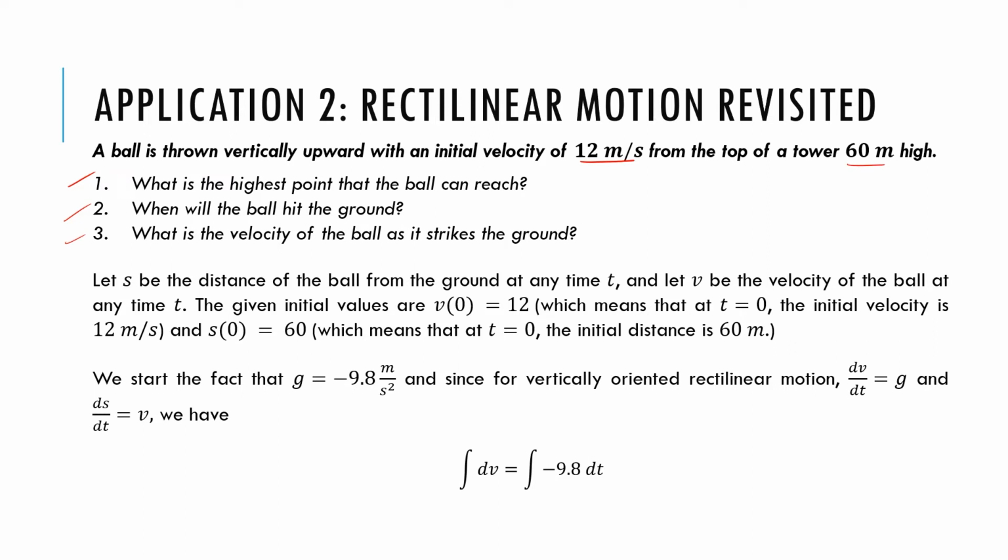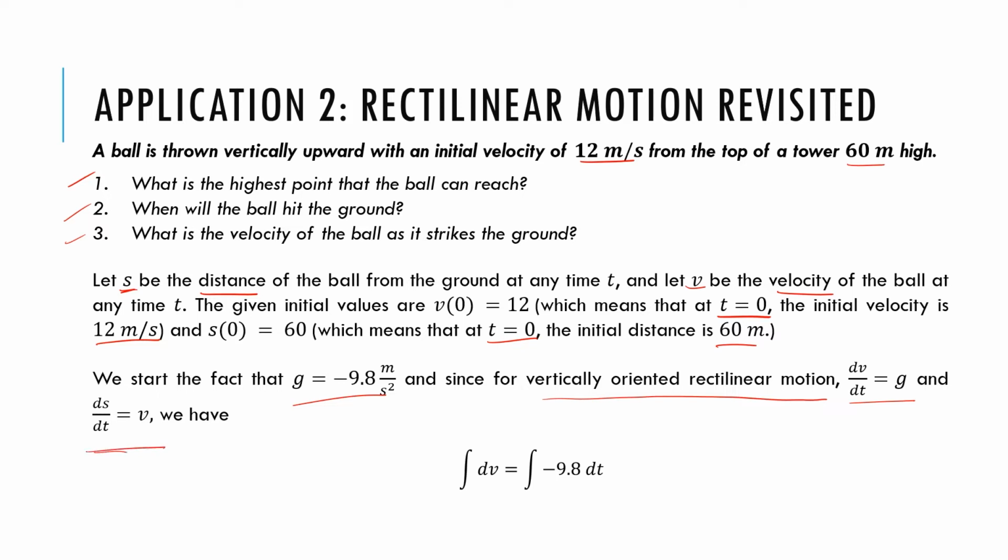So, yung S natin be the distance ng ball from the ground at any time, and V yung velocity natin at any time. So, yung initial value natin, yung velocity natin is 12 meters per second kapag 0 yung time and 60 meters yung distance pag 0 yung time. And, yung gagamitin natin gravity is negative 9.8 meters per second squared. And since vertically oriented rectilinear motion siya, gagamitin natin is dv over dt is equal to g, and ds over dt is equal to v.